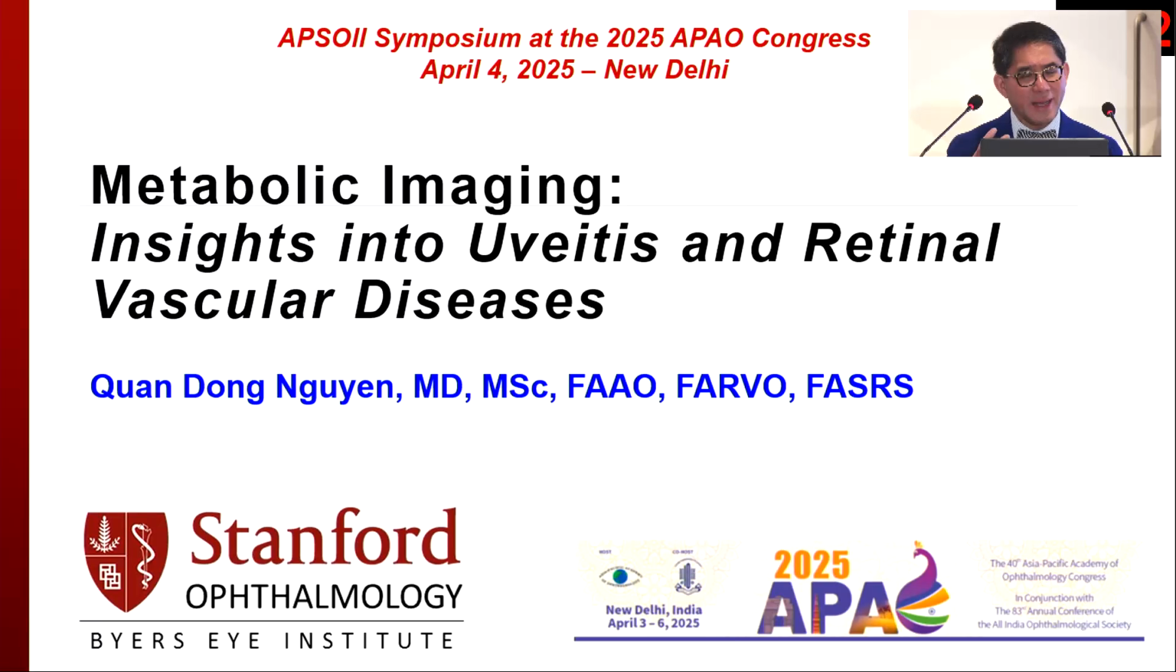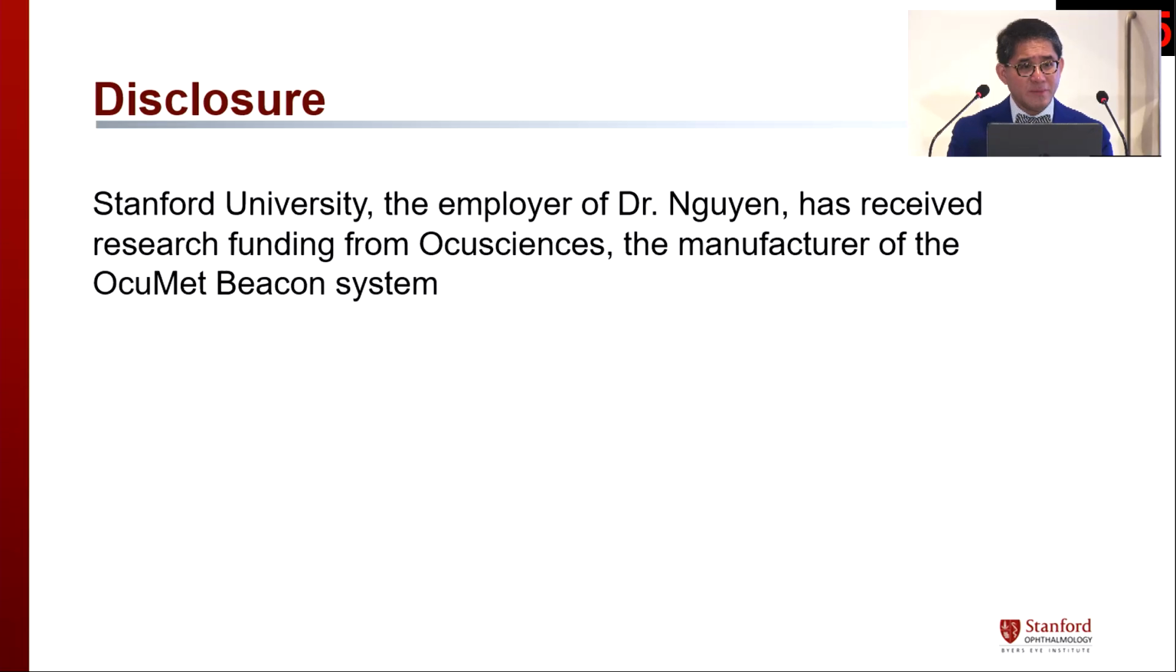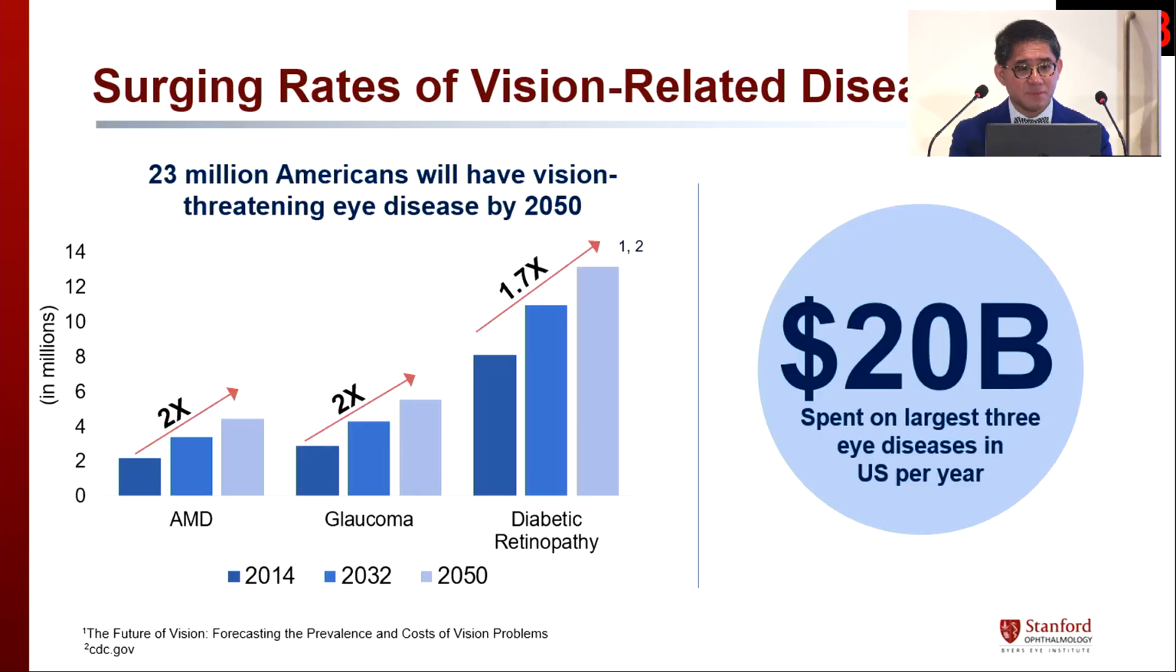This is to look at how the change in metabolism of tissue, just at the retina, can help with that aspect. By way of disclosure, our University of Stanford has received research funding from OcuScience, the manufacturer of the system that I will discuss.